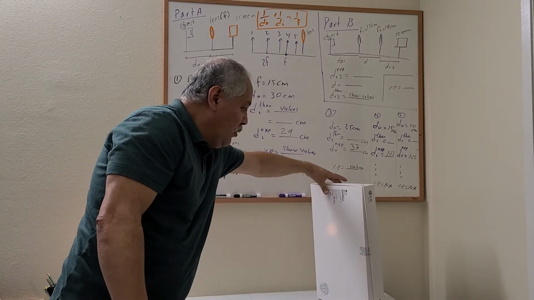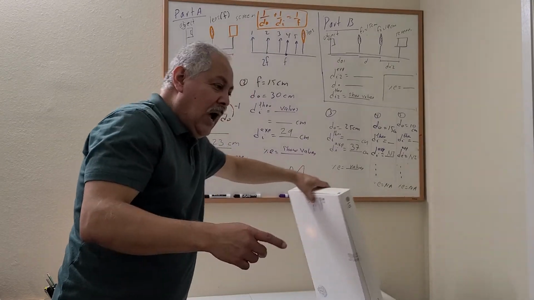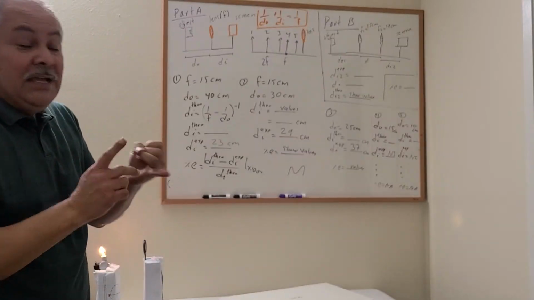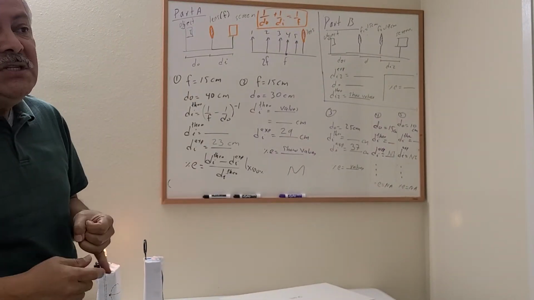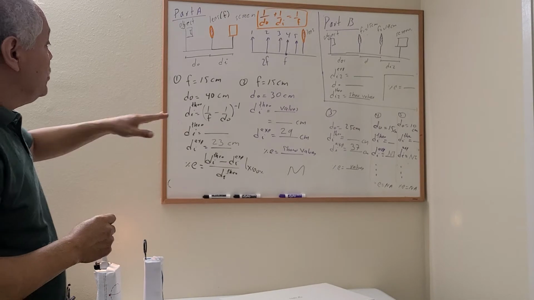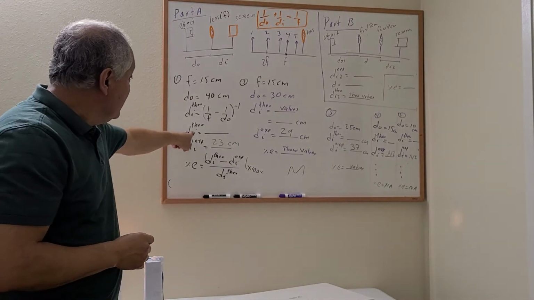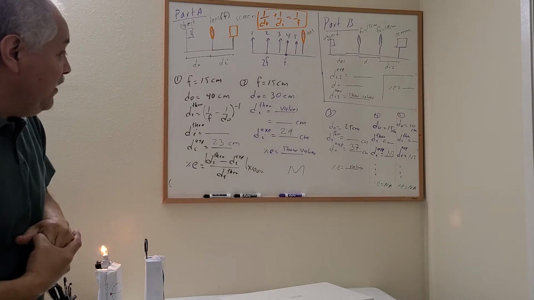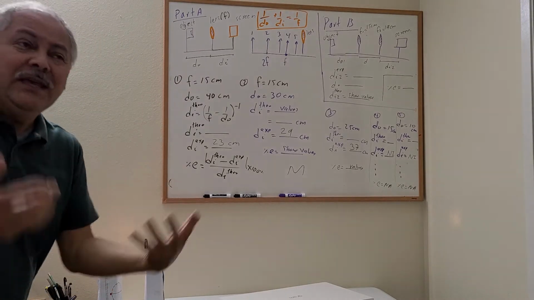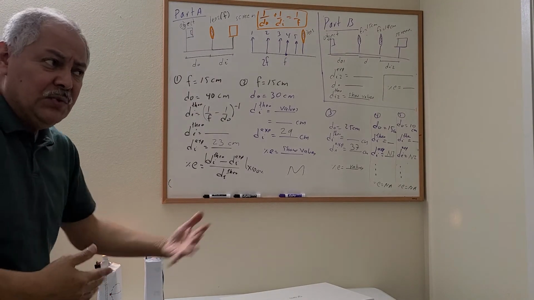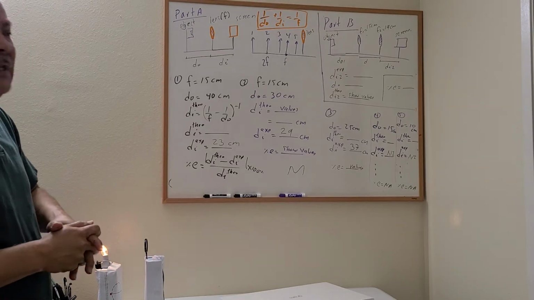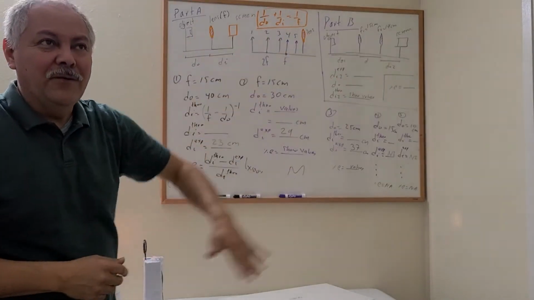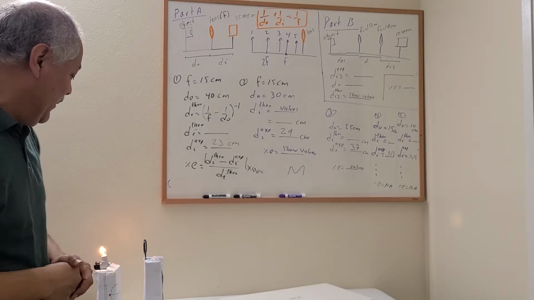When we cannot see an image, we have two cases. In one case, the image is virtual, so di is negative, according to the theory. The other case is that if we cannot see the image on the screen, it's because the image is very, very far away. Got it? Perfect.